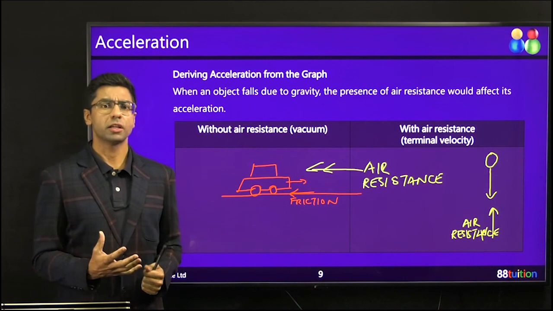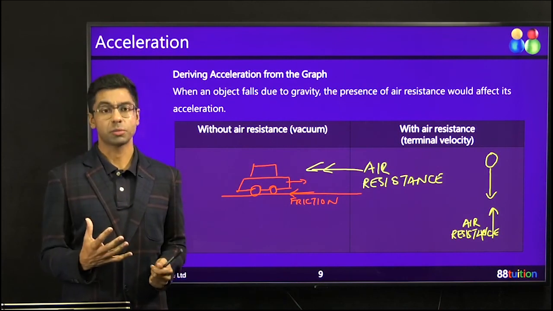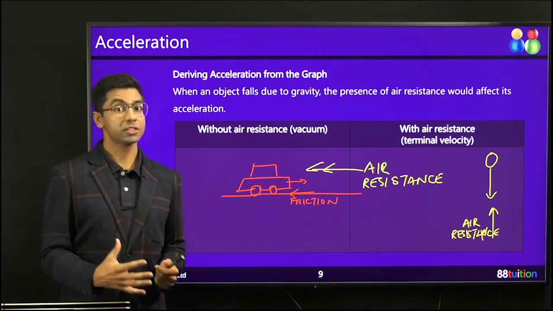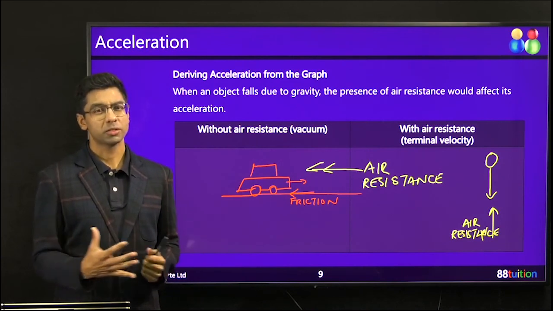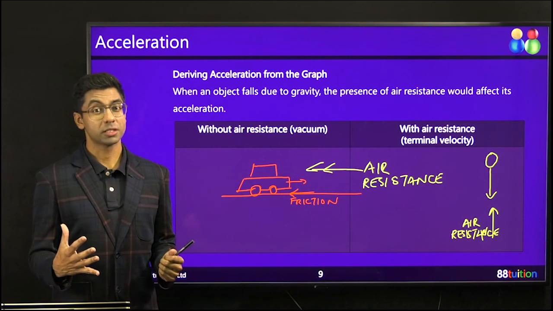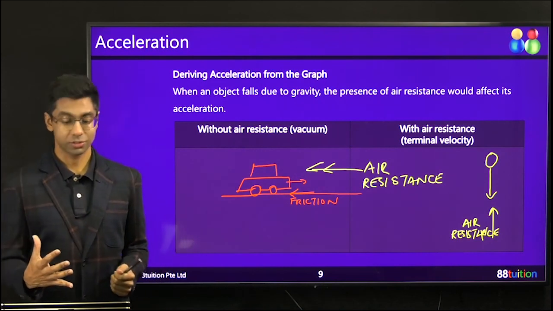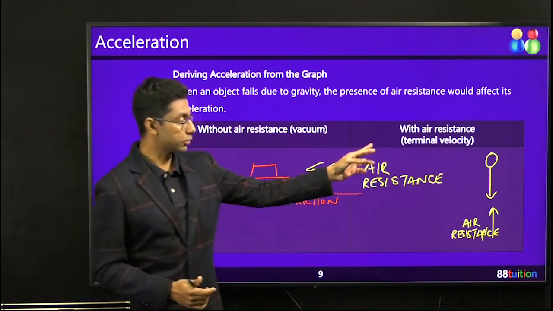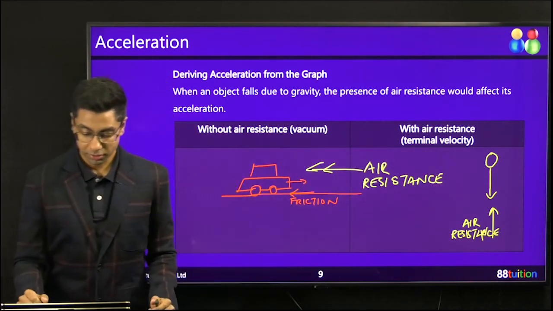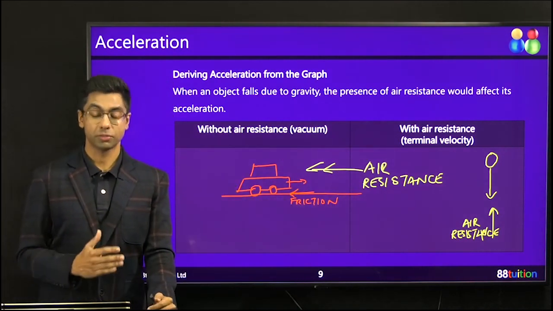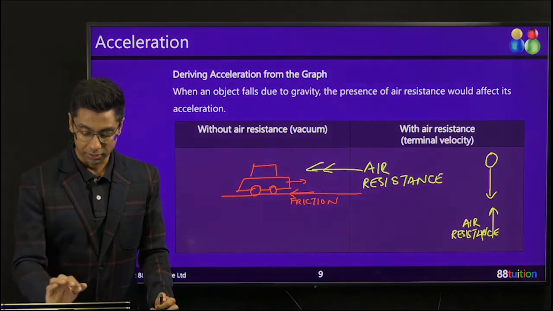So what happens when a parachutist falls down? Remember, initially he falls very fast, then after some time he reaches a common velocity, which we call terminal velocity. Have you heard of this term, terminal velocity? So we're going to have terminal velocity explained now. How does terminal velocity come about? Okay, it's also a very important part of this topic, so we're going to cover that in detail right now.